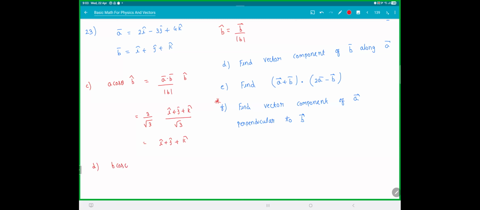So this is B cos theta A cap. Same story. This is A dot B by mod A into A cap. What is A dot B? 3. What is mod A? Root 29. What is A cap? Take the vector A, 2i minus 3j plus 4k, and divide by its magnitude, root 29. So this will be 3 by 29 times 2i minus 3j plus 4k. Please check.